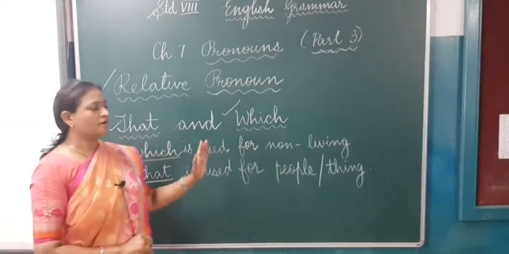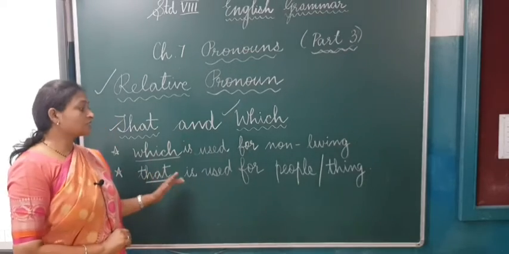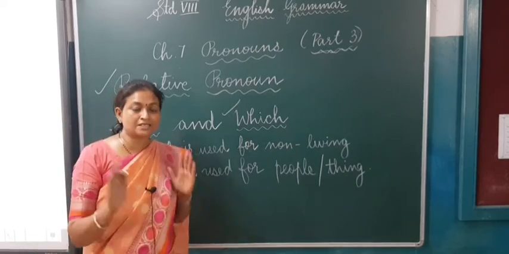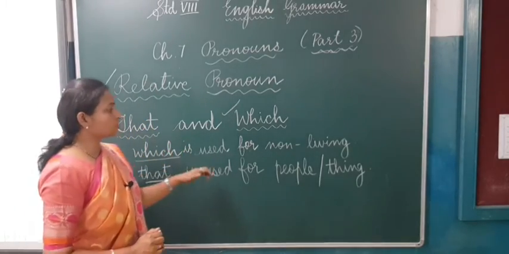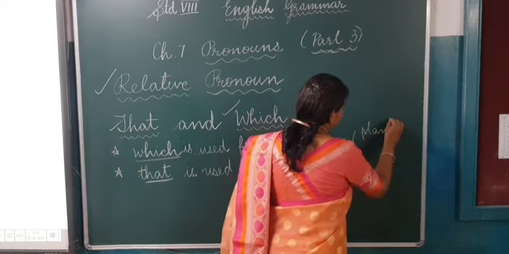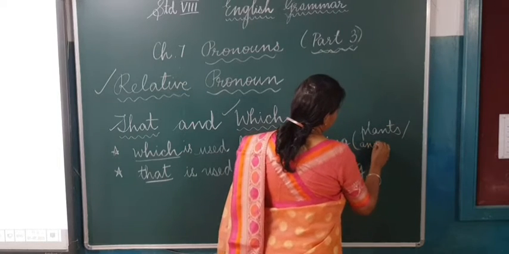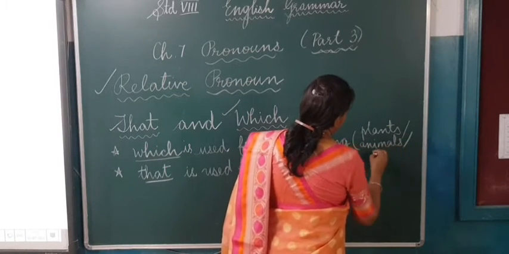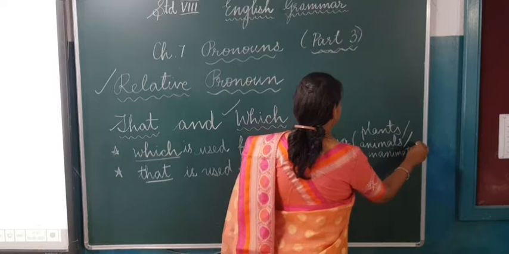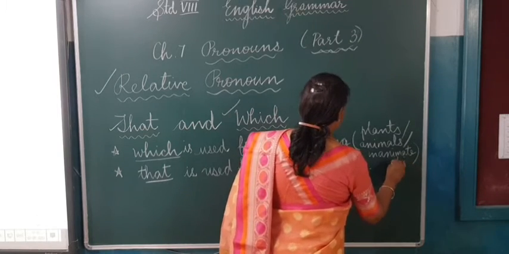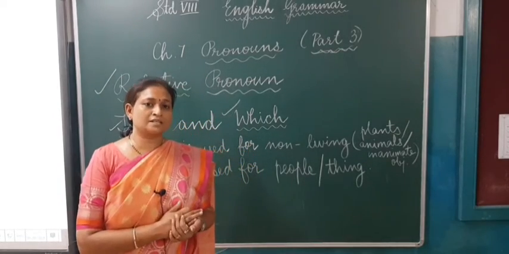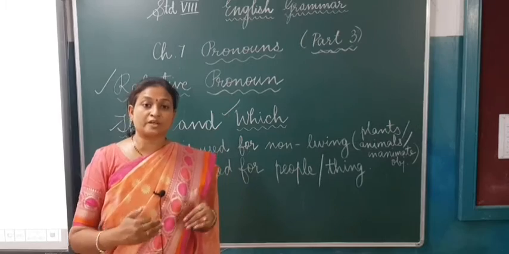Which is used for a non-living thing, that is used for people and thing. Okay, it looks almost similar, but there is slight difference. Again, I am repeating, which is used for non-living thing, and according to grammar, all the plants, animals, and inanimate object are considered to be non-living. Okay, in science, I know that plants and animals are considered as living, but I am talking about grammar.